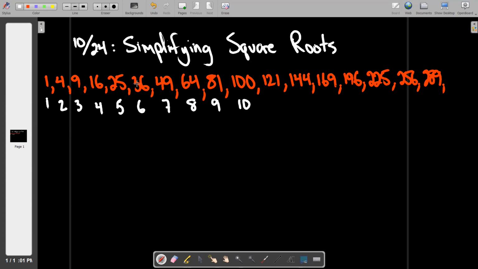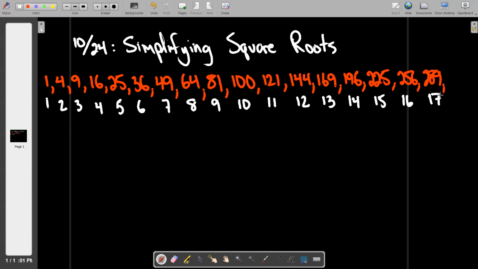Let's fill in some while you do your math, whatever you're up to. So 121 square rooted makes 11. 144 square rooted makes 12. 169 makes 13. 196 is 14. 225 goes with 15, 256 goes with 16, and 289 is square rooted to make 17.